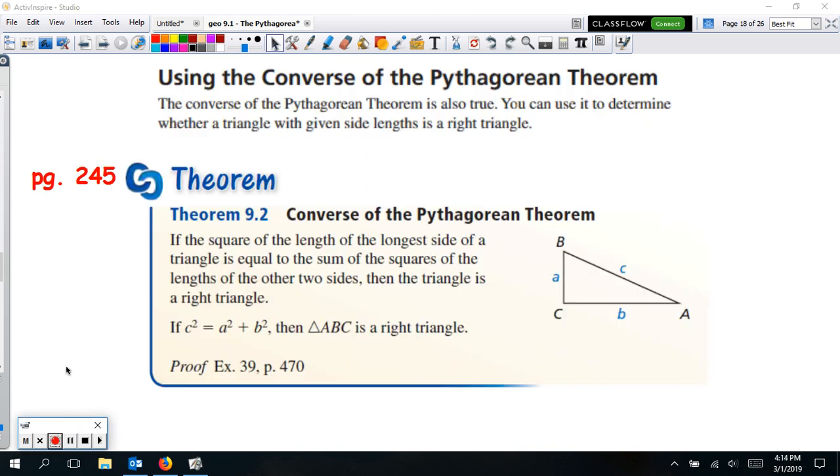Okay, so on page 245, you'll see the converse of the Pythagorean theorem. All that is, is that if we have a triangle here, but we're not told that it's a right triangle, but c squared equals a squared plus b squared, or basically if a squared plus b squared does equal c squared, then we can tell that it is a right triangle. So we can prove or show that a triangle is a right triangle if you have the legs of the triangle, and a squared plus b squared equals c squared. If the Pythagorean theorem works, then you know it's a right triangle.